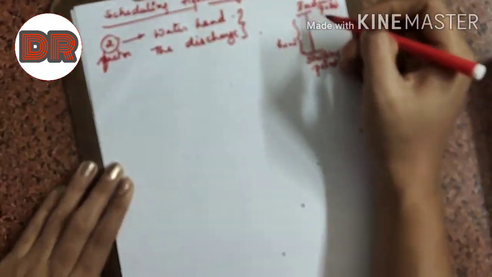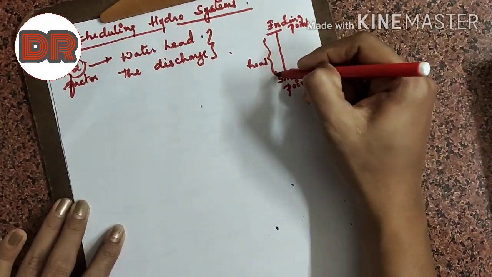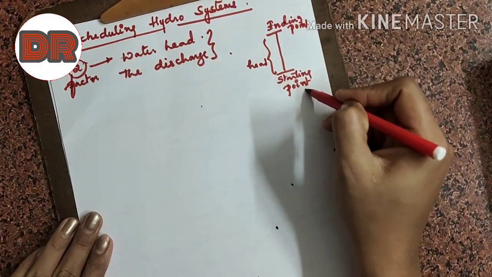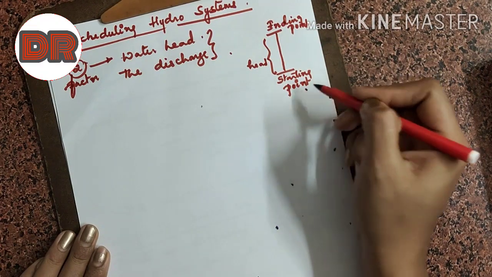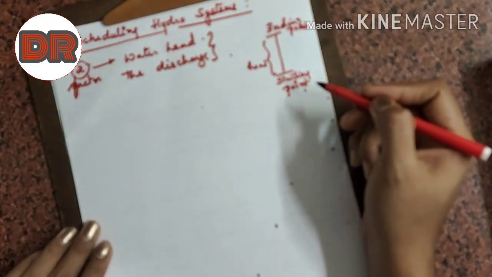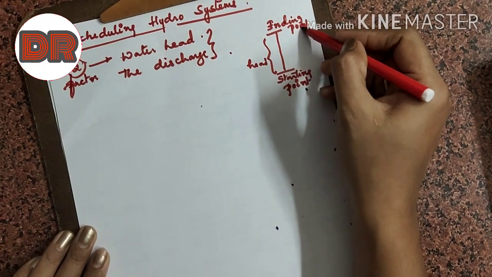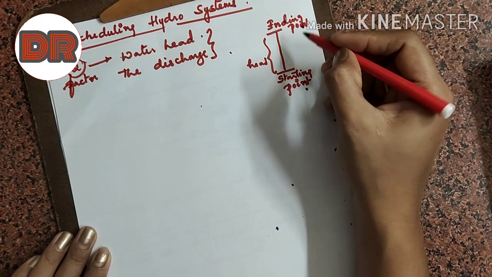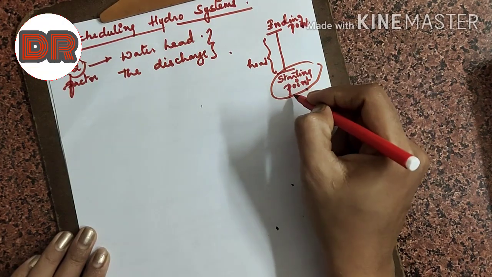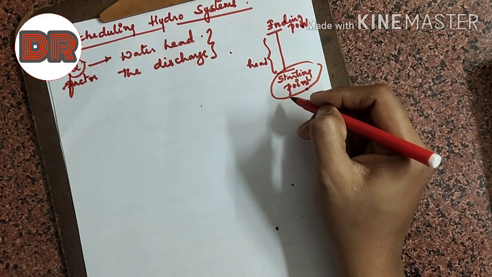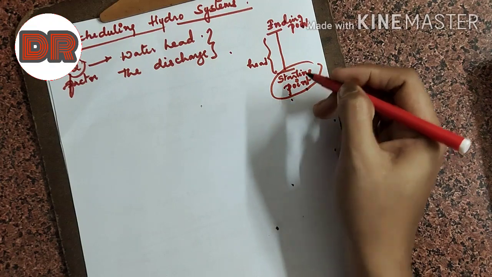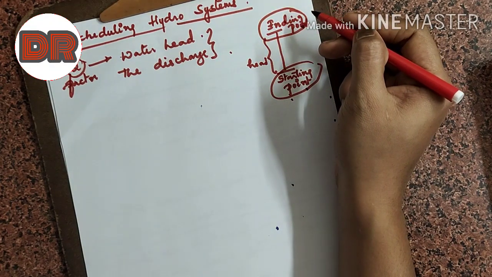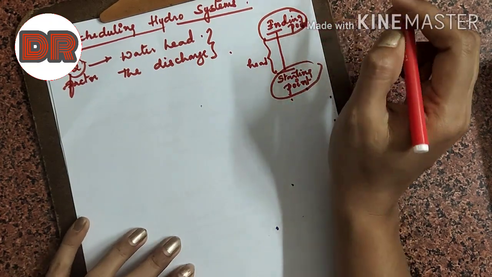Head is actually, as shown in this diagram, the vertical distance between the starting point and the ending point, where the starting point is where the water begins to exert pressure on the turbine, and the ending point is where it ceases to exert pressure on the turbine.